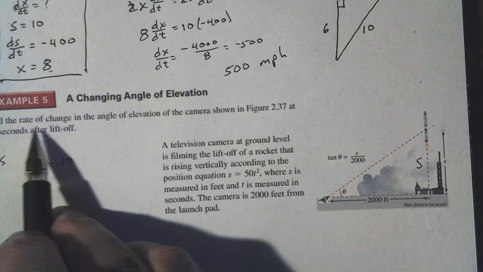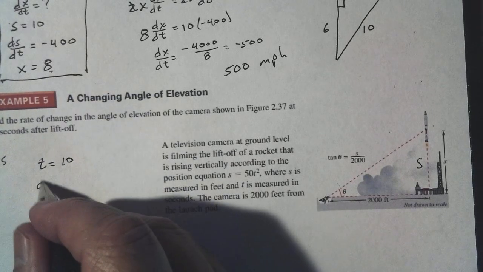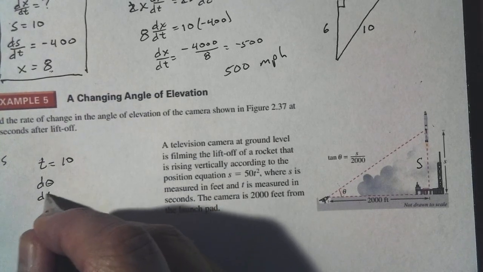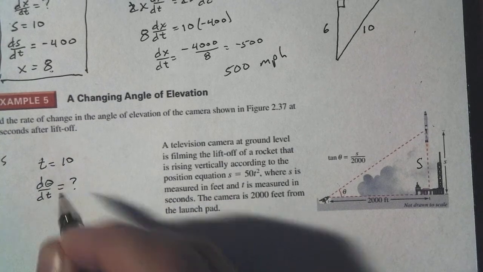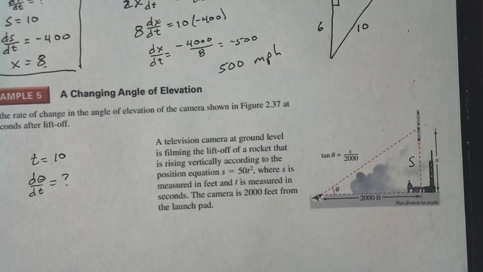And we're supposed to find the rate of change of the angle. So we want d theta dt. We want to know it. What else do we know? Well, we got some reading to do.